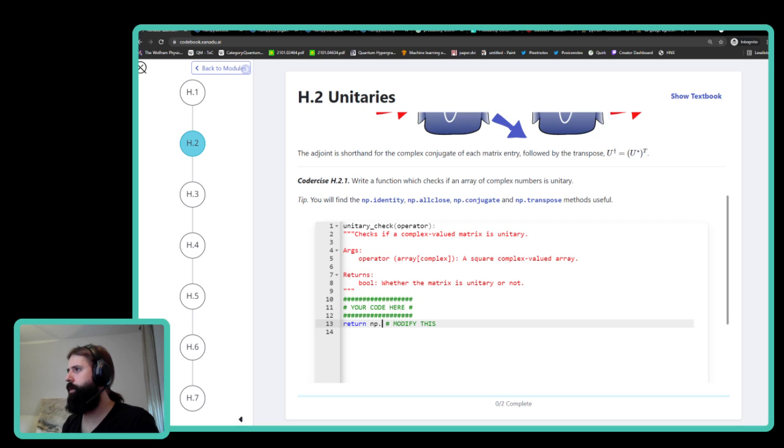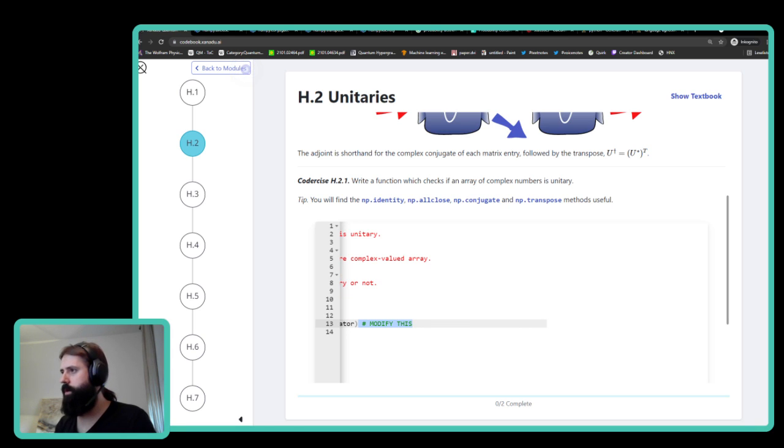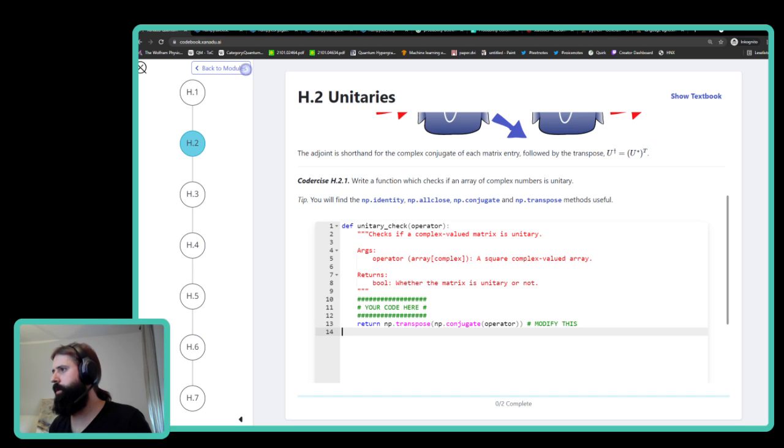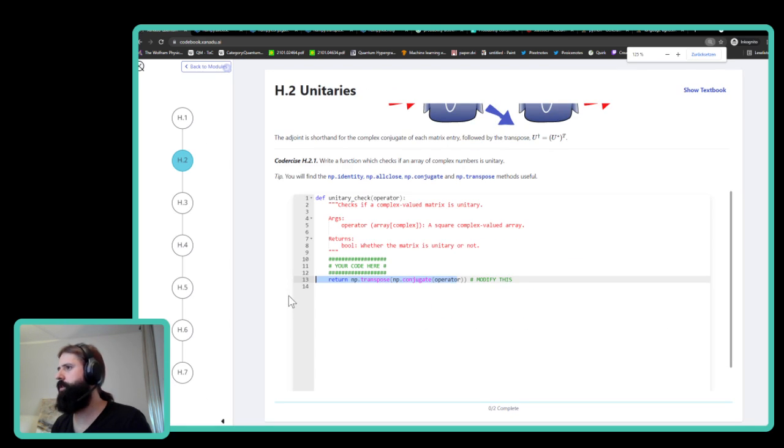NP. So first we do the conjugate, right? Conjugate operator. NP transpose. No. So the transpose of the conjugate. Why is this going on? What is going on here? I have too much zoomed in, I think. There you go. The transpose of the conjugate must be equal.